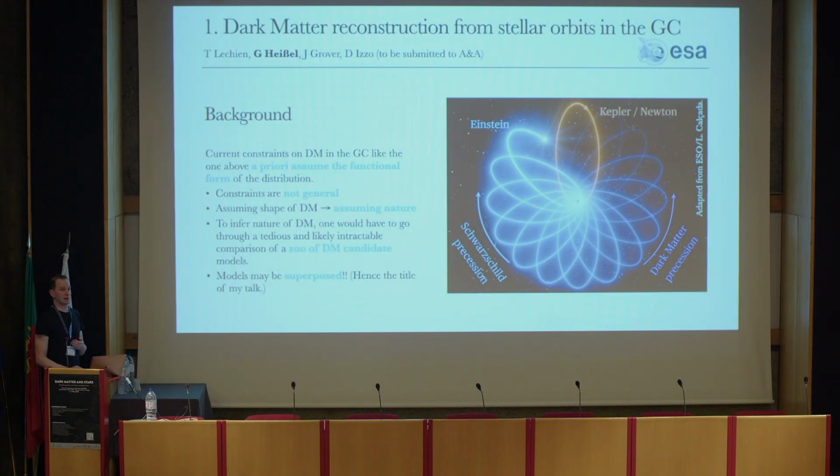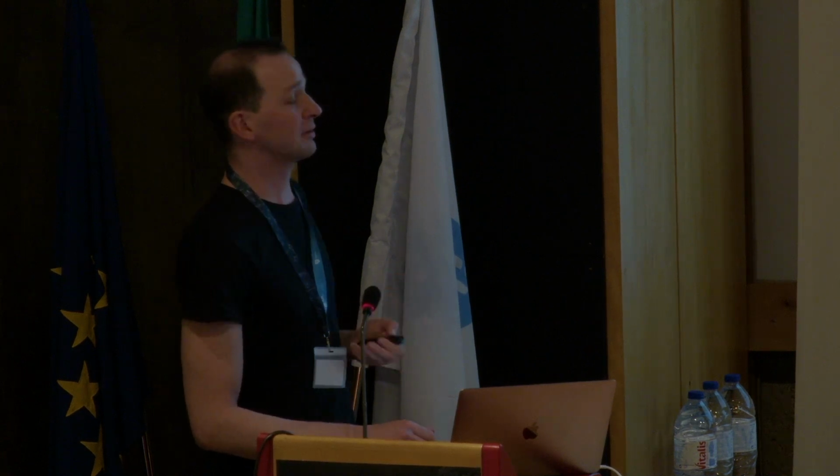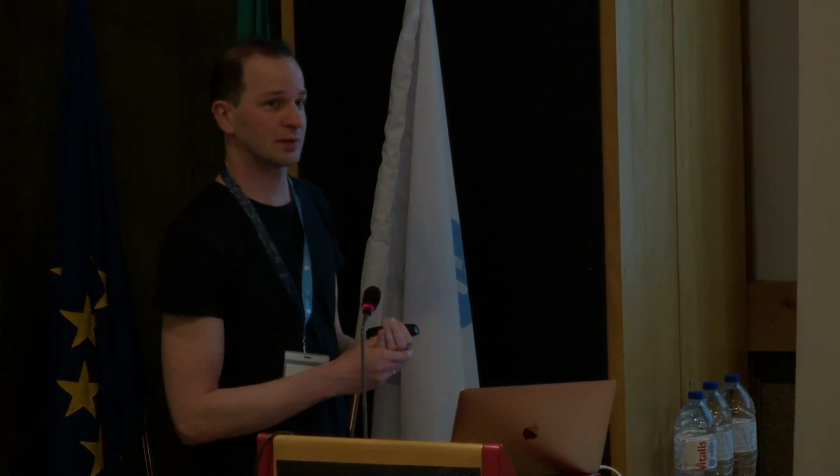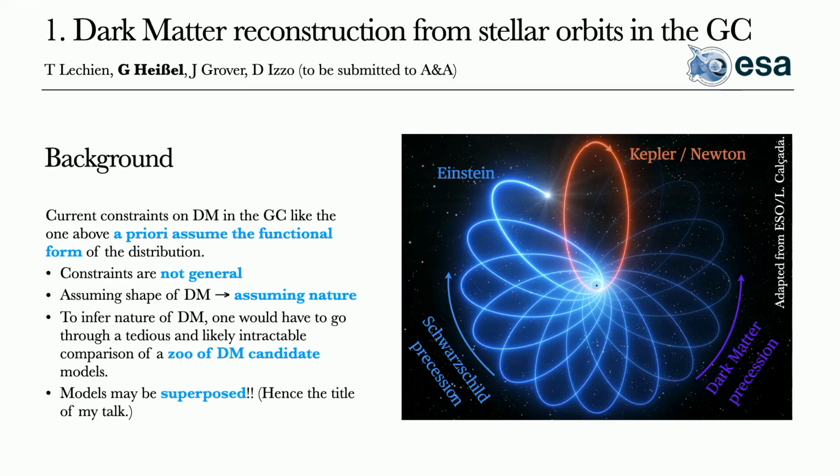So far, I talked about approaches where we assume a certain density distribution. So in some sense, the constraints which we have this way are not fully general, right? They only hold if the matter is distributed in the way we assume. And in particular, the shape is also dependent on the nature of the dark matter. Depending on the model, you will have a different distribution.